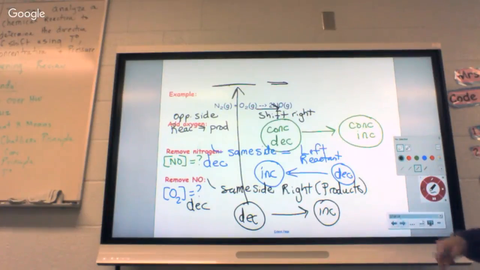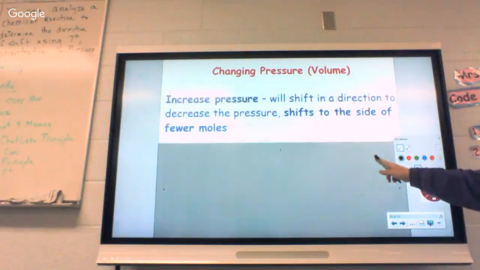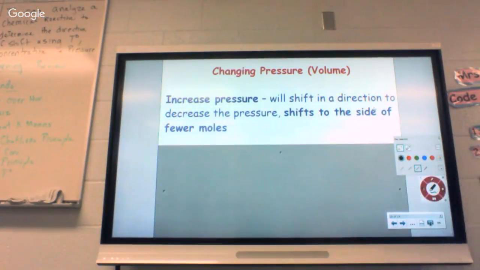All right, we'll only be able to do pressure today, and we'll do temperature tomorrow. We can change pressure or volume, and this rule applies. I did it the same way: I bolded the rule, and unbolded are the reasons. If I increase pressure, it will shift in a direction to decrease the pressure, so it shifts to the side of fewer moles, because fewer moles will decrease the pressure.